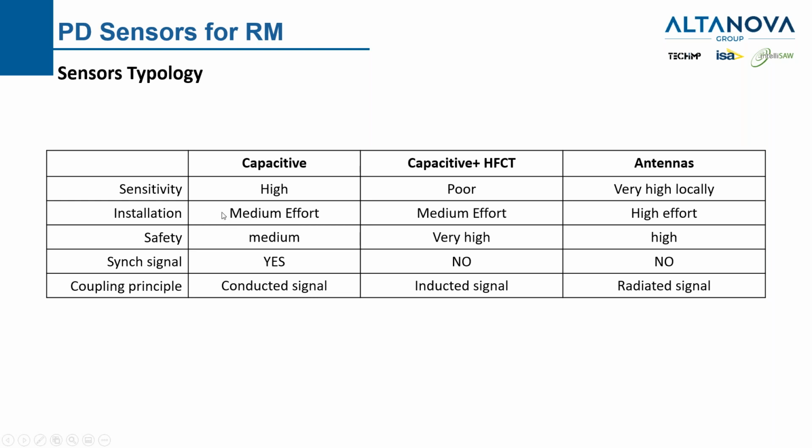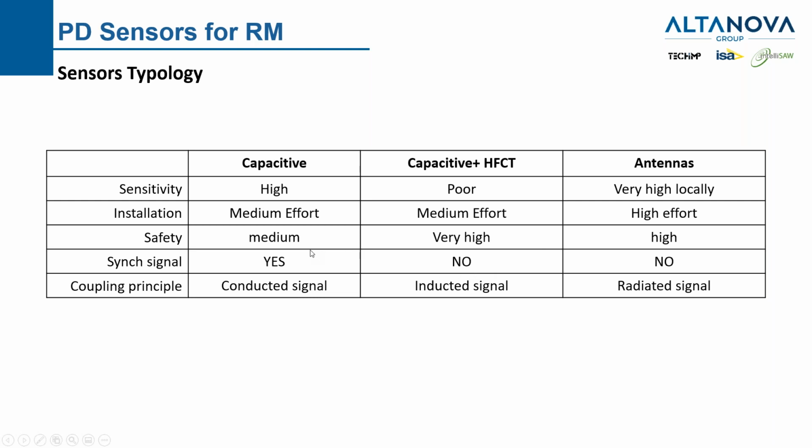The installation of the sensor in capacitive and capacitive with HFCT sensor is a medium effort, while with antennas, it's a very high effort because we have to install something inside our stator. The safety characterized by the different sensors is medium for the capacitive because we always have a conducted signal going to the acquisition unit. When we have a capacitive with HFCT sensor, it's very high safety because the signal is inducted, and with the antenna, the safety is high as well because it's an irradiated signal.